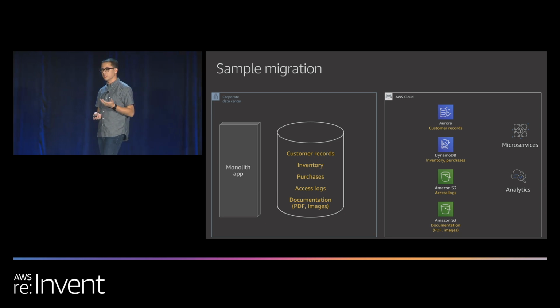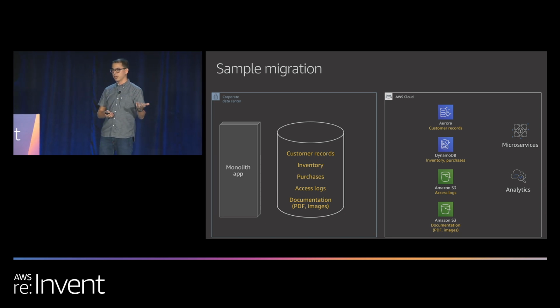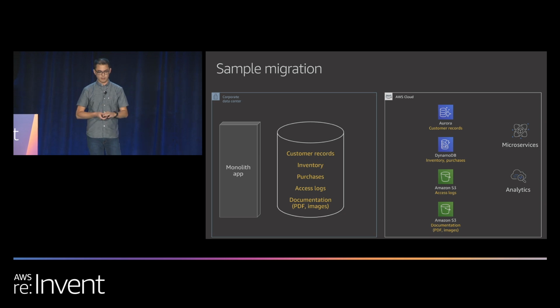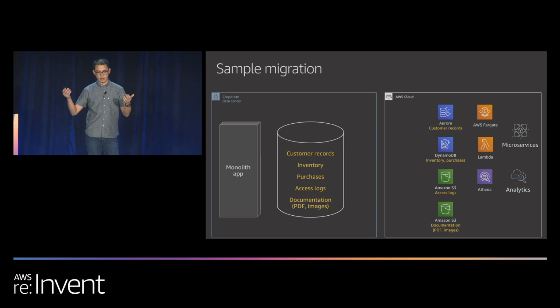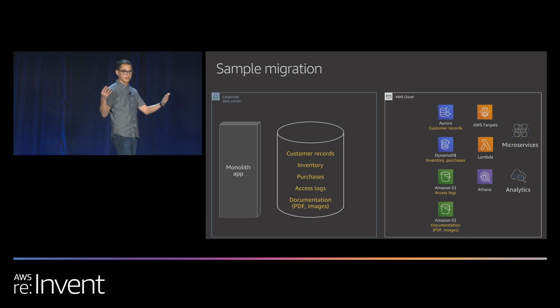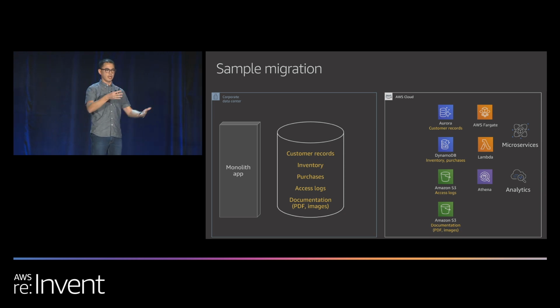For your access logs, you don't need a database for that. You can store that unstructured data directly on S3 and query it with an analytics service. And you can also use S3 to store your documents in PDF in a much more cost-effective way than storing them in a relational database. So now with that data distributed across all these different tools or platforms, you can use new tools to build your microservices, things like Fargate or Lambda or Athena, and plug those modern applications to your data. Your data is ready to support those services.